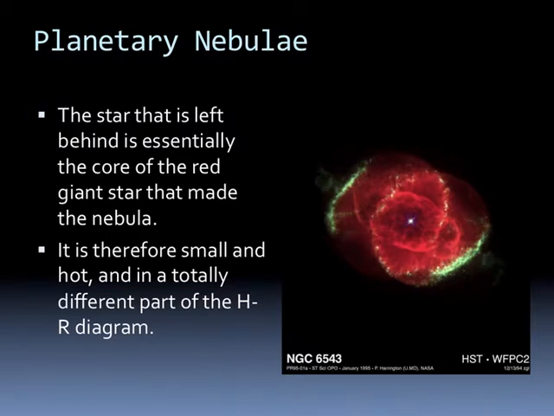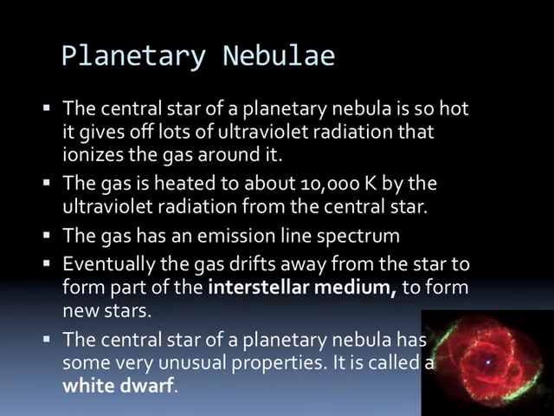So that star in the center that's left behind is essentially the core of the red giant star that made the nebula. It is very small and very hot and is in a totally different part of the HR diagram. The central star of the planetary nebula is so hot it gives off lots of ultraviolet radiation that ionizes all the gas around it. The gas is then heated to about 10,000 degrees Kelvin by that ultraviolet radiation, and it has an emission line spectra. Eventually the gas drifts away from the star and becomes part of the interstellar medium, forming new stars.